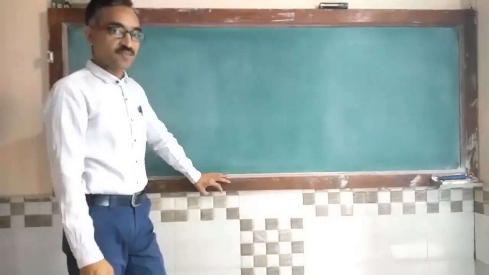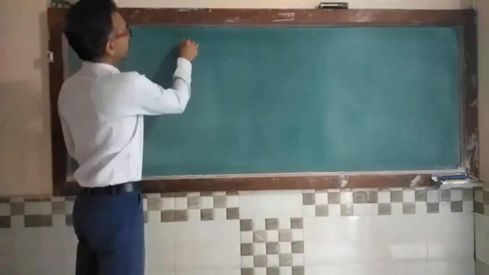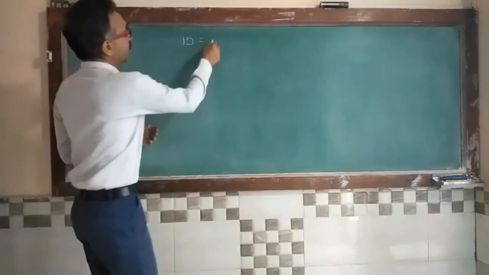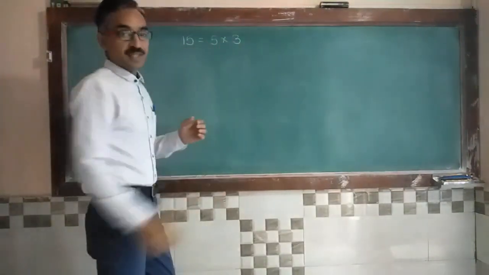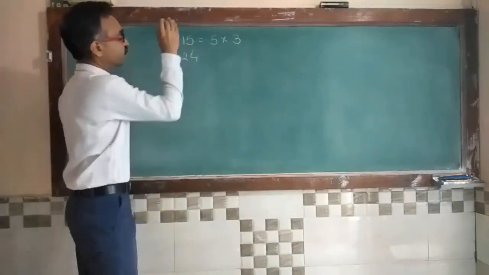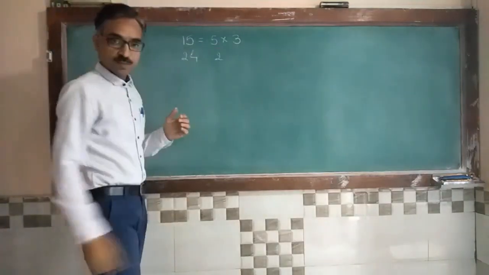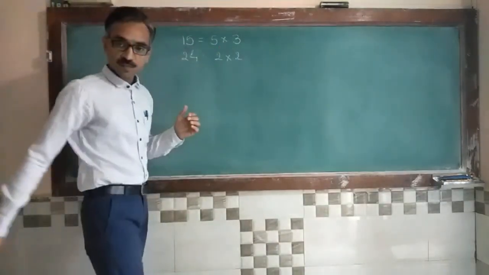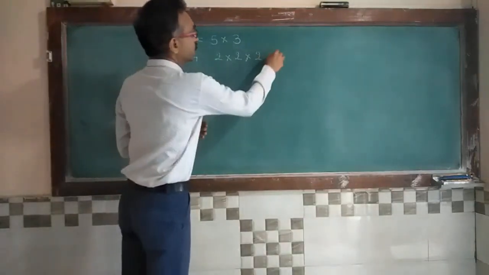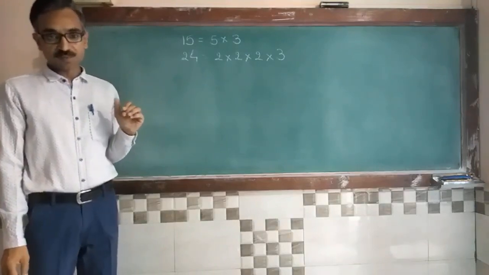Today I will teach you about some factorization. As we have learned prime factorization, suppose you are given 15, so the factors are 5 into 3, that is prime factorization. Suppose you are given 24, then the factors are 2 into 2 into 2 into 3, that is the prime factors of 24.